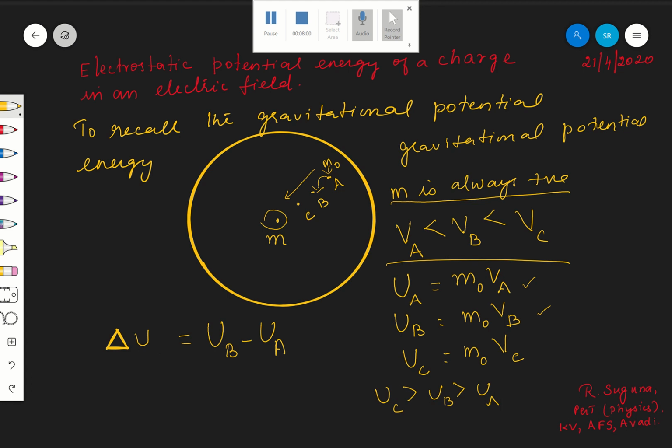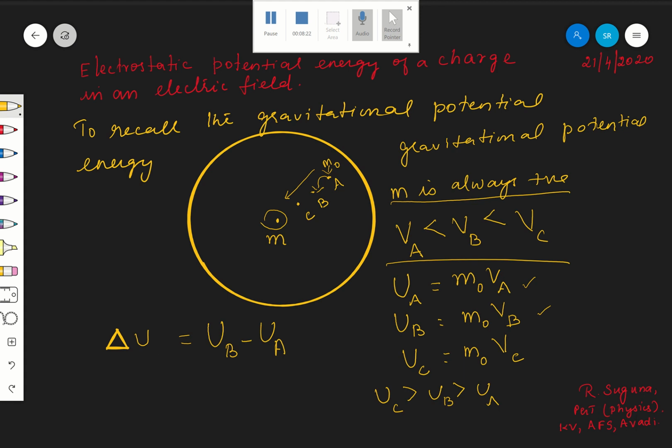The potential energy difference, what is that? Of the test mass between 2 points A and B. That is given by UB minus UA. I just want to recall this concept.